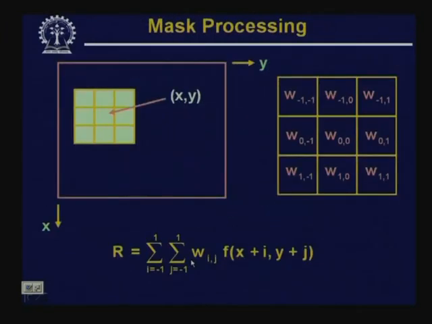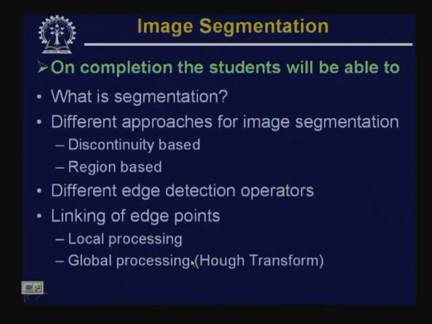So, in today's discussion, we will see what is image segmentation. We will talk about the different approaches of image segmentation, and we will see that image segmentation is mainly categorized into one of two categories. The segmentation is either discontinuity based or region based.